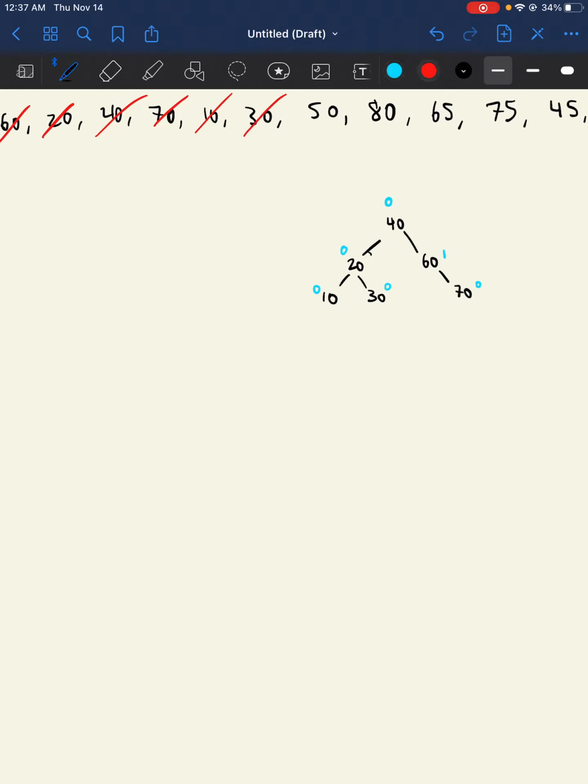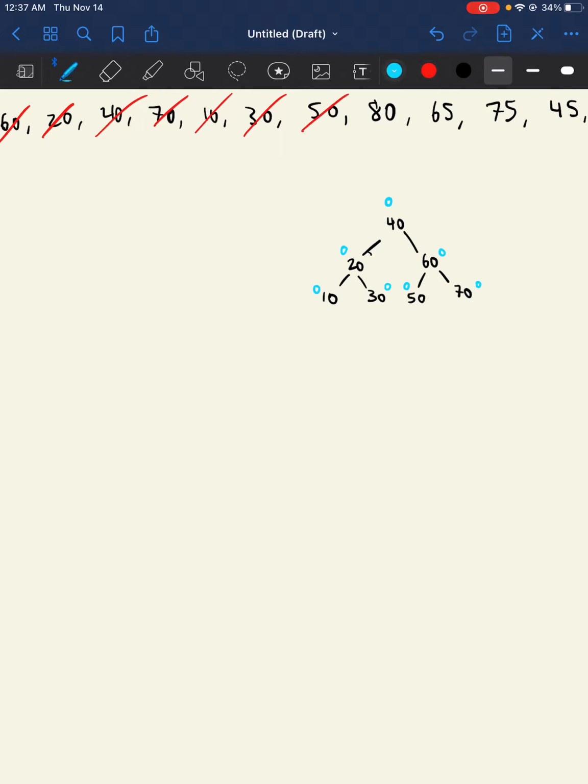All right, next number, 50. 50 is bigger than 40, but it's smaller than 60. So it's going to go right here. Balance factor for 50 is 0. Balance factor for 60 is now also 0. And 40's balance factor is still 0. 2 minus 2.